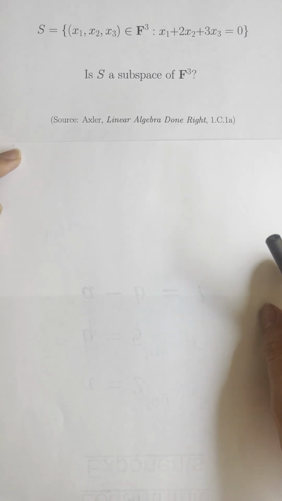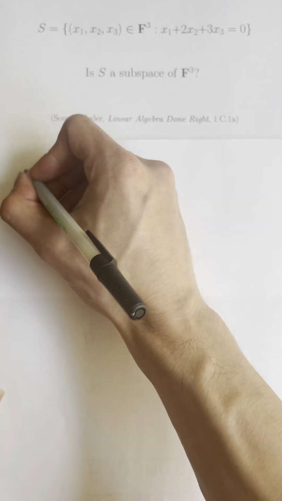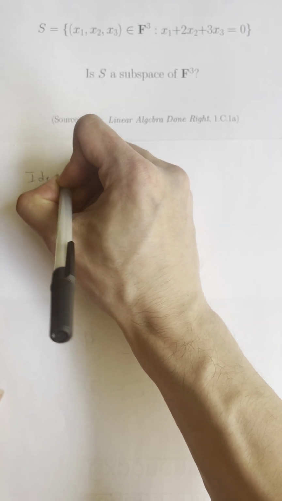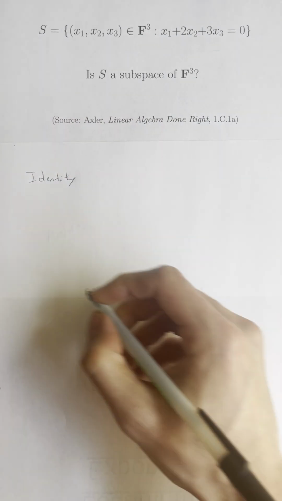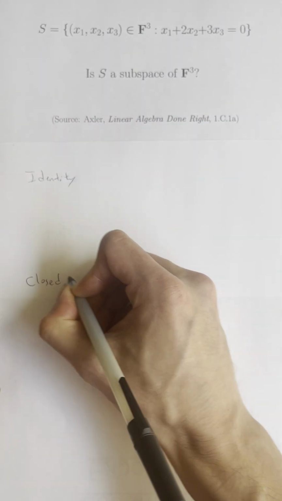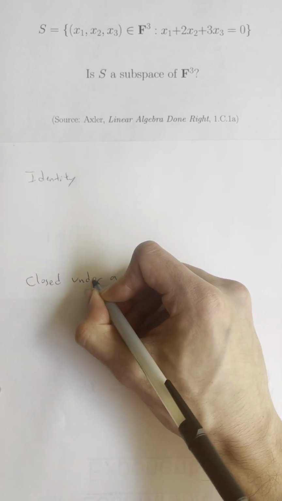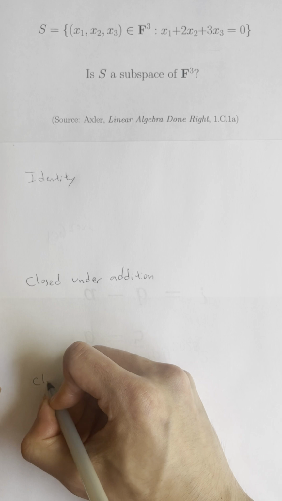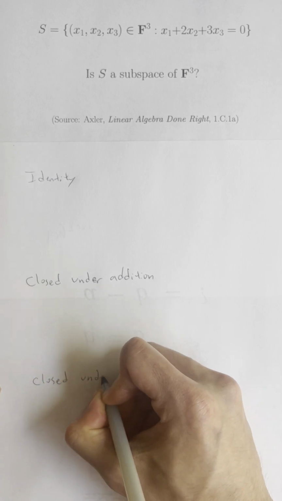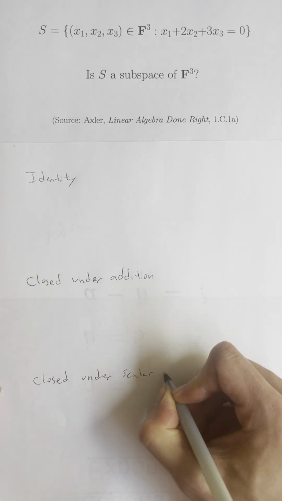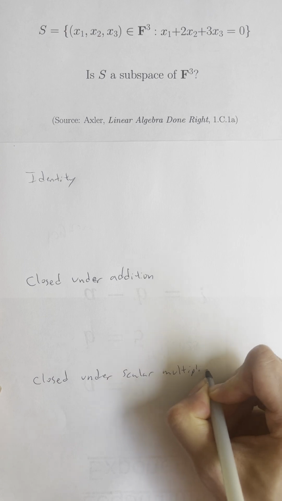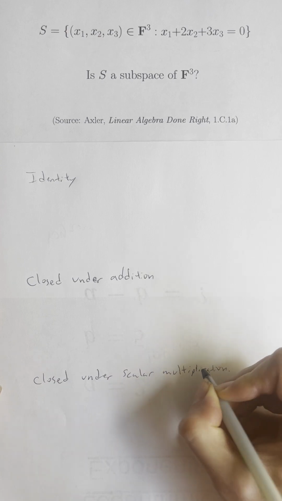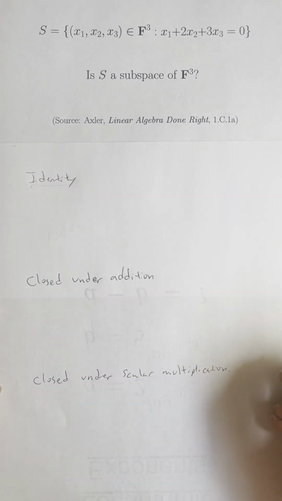Okay, so to be a subspace, what three conditions need to be met? It needs to have an identity. It needs to be closed under addition. And it needs to be closed under scalar multiplication. Okay, so let's look for the identity first.